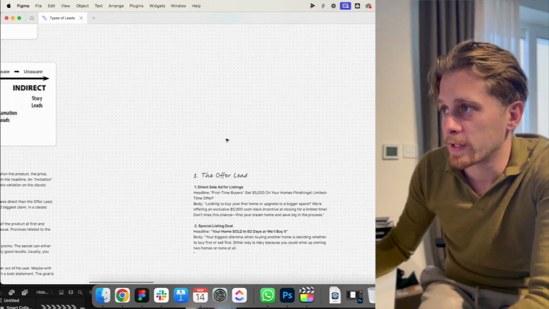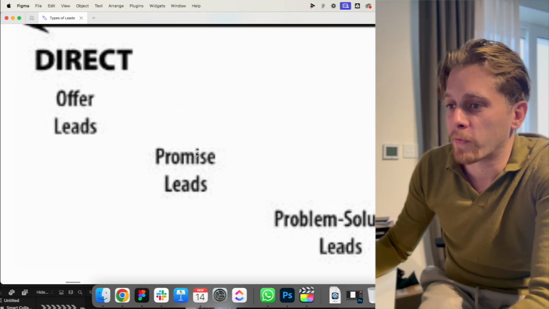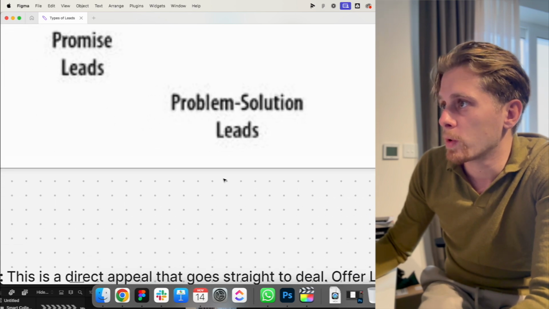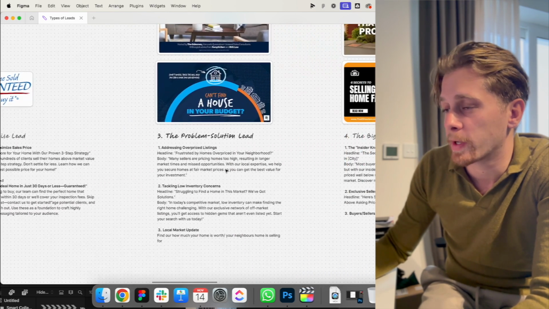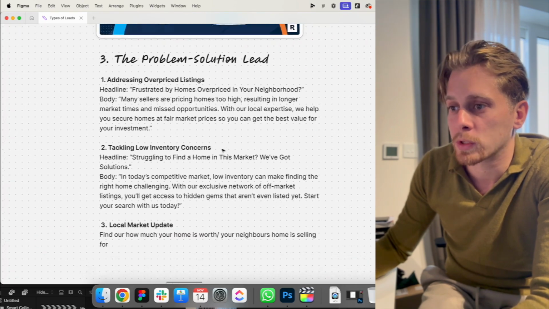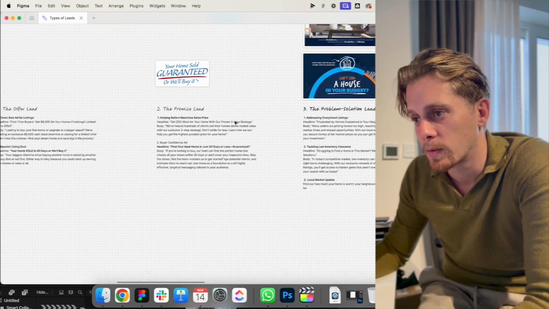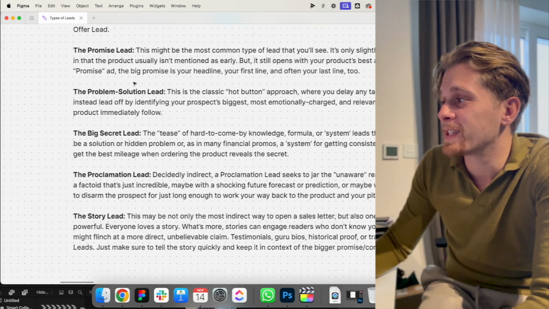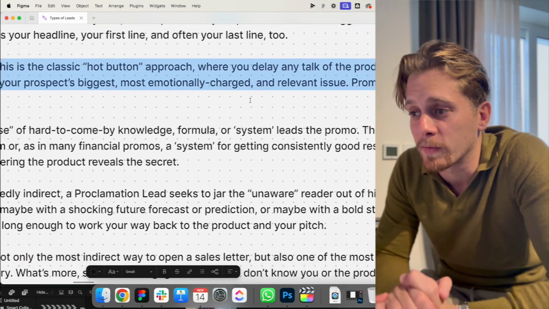Okay, so there's the offer lead, there's the promise lead, and this is where a lot of it can work for you guys. Because when we're going to problem solution leads in the solution aware phase, this is where most of your leads lie. They're thinking about it, but they're not sure what to do. And this is where we can easily create offers that will work really well for you and attract loads of leads who want to work with you.